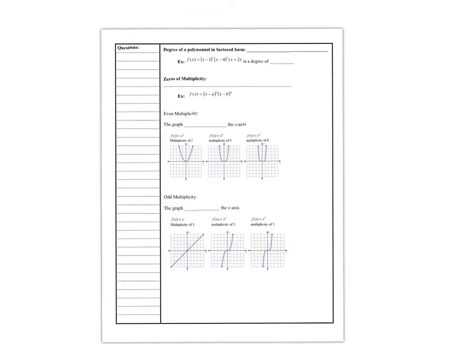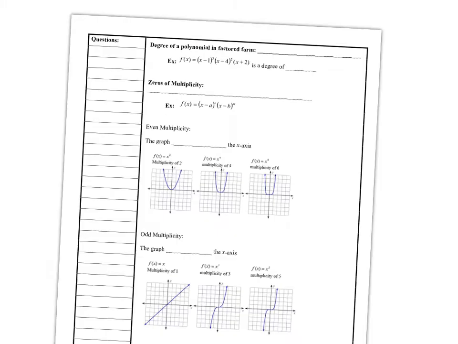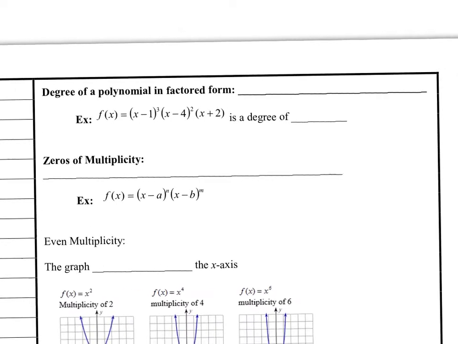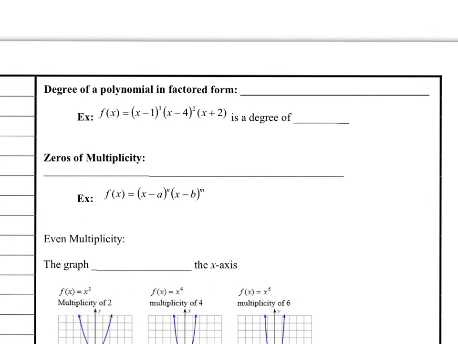Let's jump to some questions. The degree of a polynomial in factored form is where we add all the exponents on the variables. Don't forget about exponents of 1 when they're not written. So we take 3, 2, and the 1 that's not there. 3, 2, and 1 added up is 6. So it's a polynomial of degree 6.